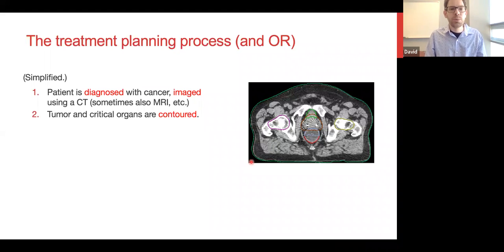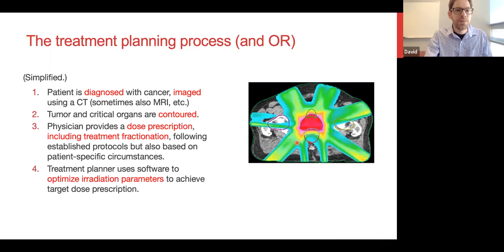And then the tumor and the critical organs are contoured on this three-dimensional image. So here you can already see a target volume being contoured, and then also some organs at risk around it. This is done partly manually, partly in an automated fashion. And then the physician has to provide a so-called dose prescription, which is how much dose we want to see in the target volumes, how much dose we are willing to tolerate in the different critical organs, etc. And this also includes this treatment fractionation that I mentioned.